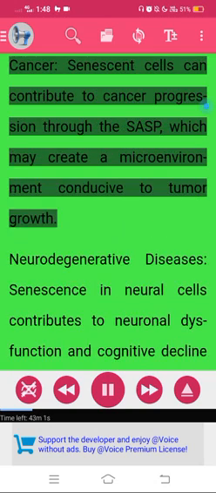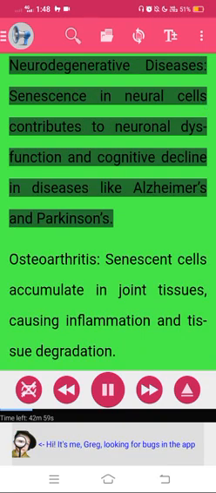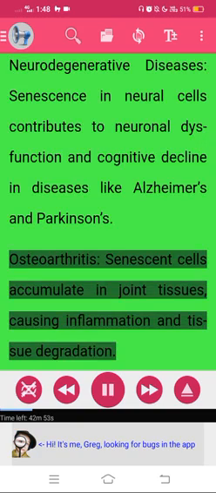capacity. Cancer. Senescent cells can contribute to cancer progression through the SASP, which may create a microenvironment conducive to tumor growth. Neurodegenerative diseases. Senescence in neural cells contributes to neuronal dysfunction and cognitive decline in diseases like Alzheimer's and Parkinson's. Osteoarthritis. Senescent cells accumulate in joint tissues, causing inflammation and tissue degradation.